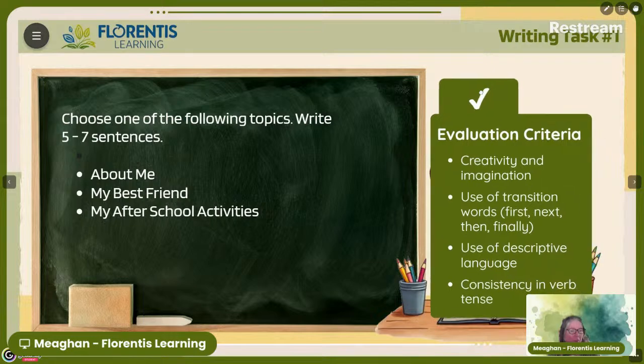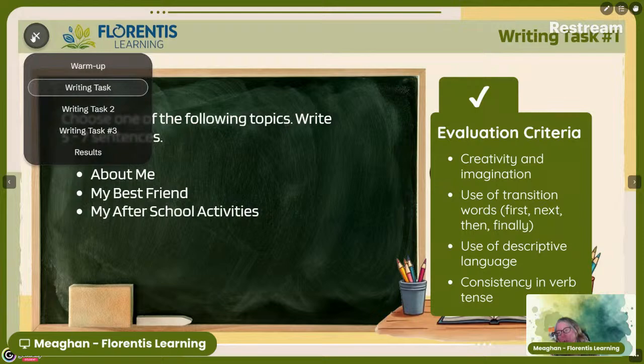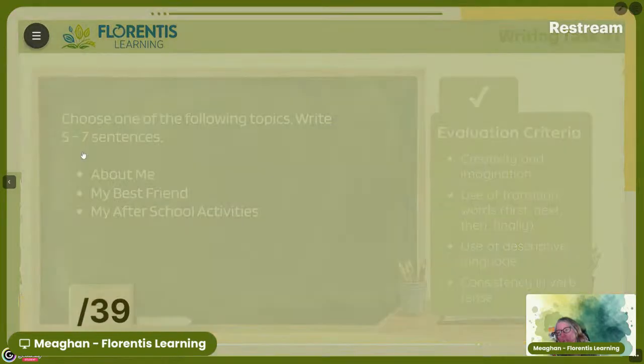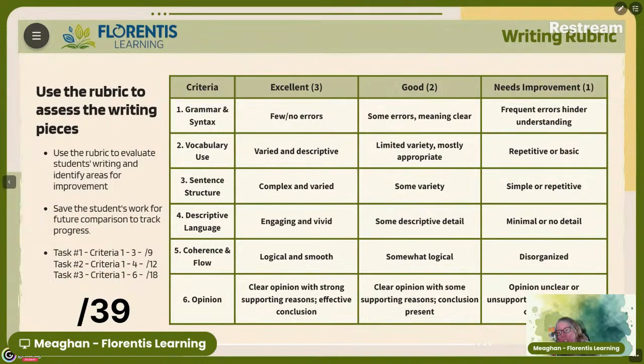And then here are the types of things that you're looking for at this level: creativity, imagination, use of transition words, descriptive language, consistency in verb tense. And you're going to see that actually on the rubric. So I'm just going to go up here to the menu, and I'm just going to jump to the results tab of this one. And here you'll see here's your rubric.